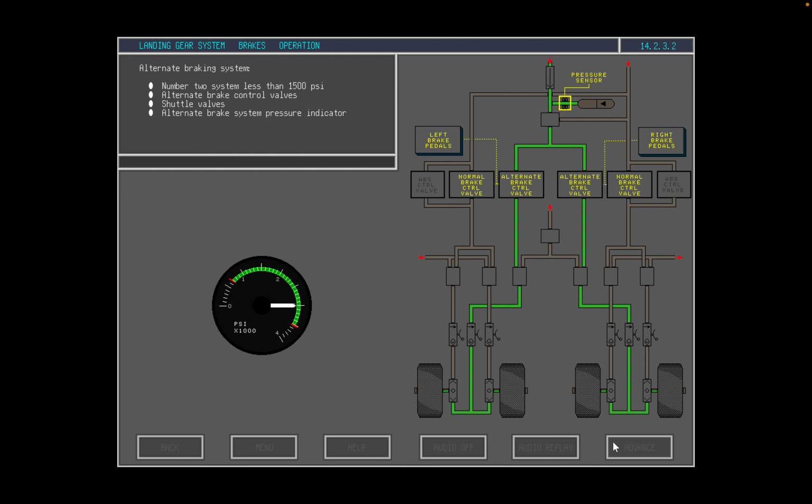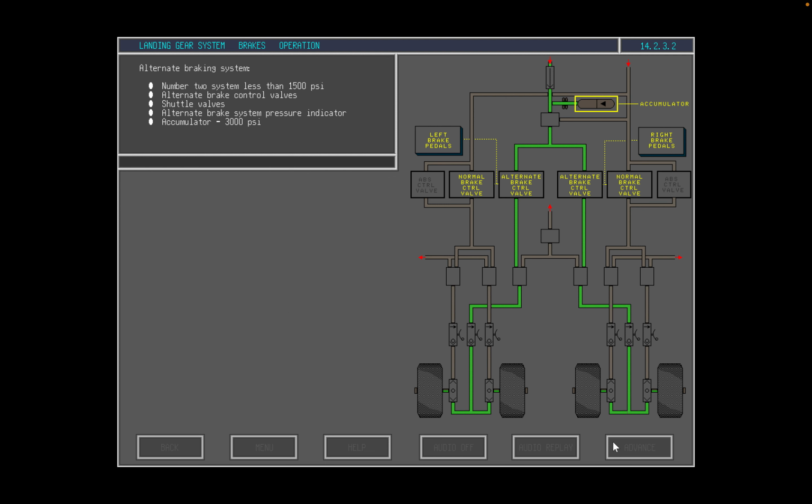A pressure sensor is fitted to the alternate system. During normal operation, this will show a normal system number 1 pressure of 3,000 psi. As we have seen, the alternate system also has an accumulator. The accumulator is normally kept fully pressurized from the number 1 system at 3,000 psi.